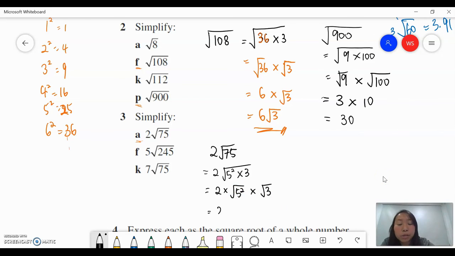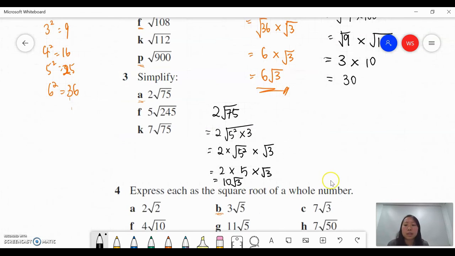Okay, so if you can pop that into a calculator as well, and also if you do know that rule in itself, it is quite quick when you calculate that. So square root of 5 squared will just give you 5, times square root of 3. On the last step, simplifying that, 2 times 5, giving you 10, and then square root of 3. So that'll be your final answer.